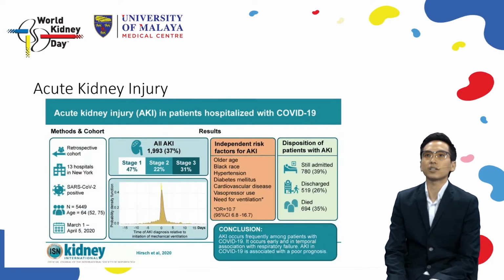As for the next study, this study was done in 13 centers in New York, which involved around 5,400 patients. It showed that the overall incidence of acute kidney injury was much higher at 37%, and slightly over 1/3 of the patients who had AKI succumbed to the illness.